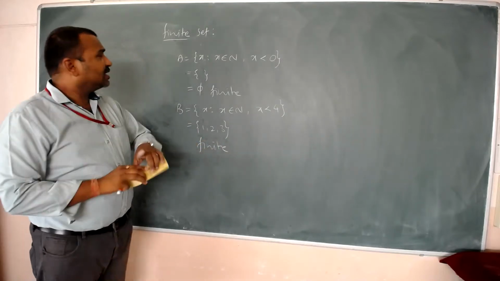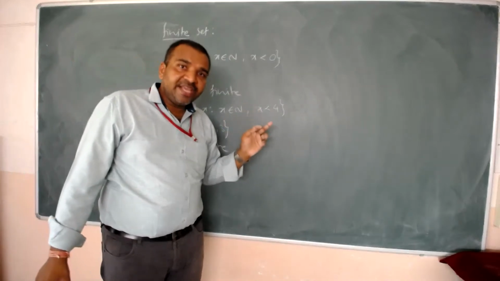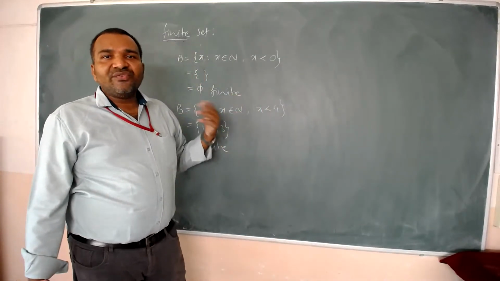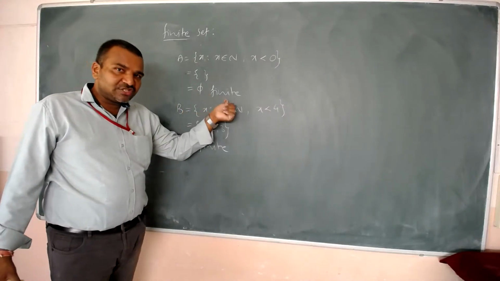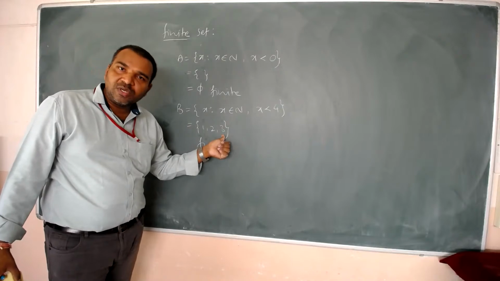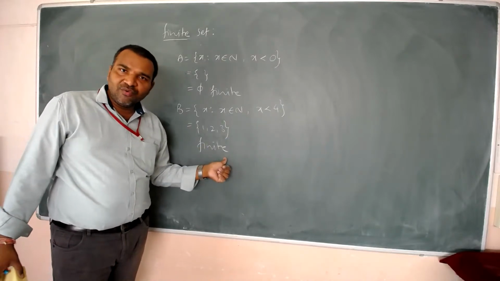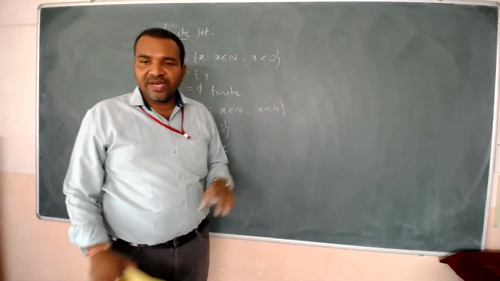So we already discussed in the definition, what is the finite set definition? A set which is empty or contains a definite number of elements. Here this is an empty set. It is also finite. It contains a definite number of elements, meaning countable elements. That's why it is also a finite set. A set which is not finite is an infinite set.